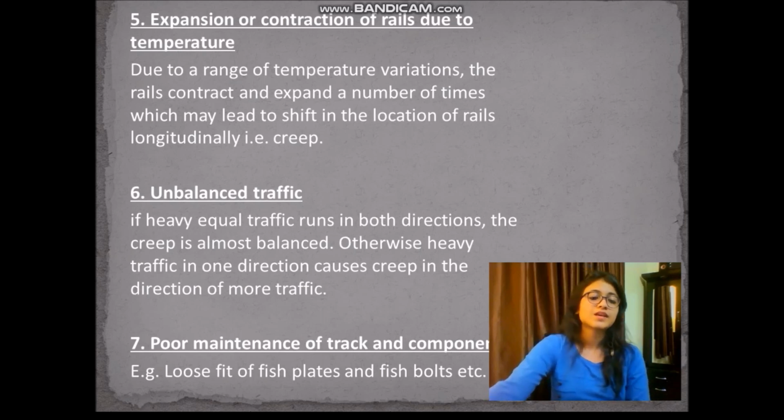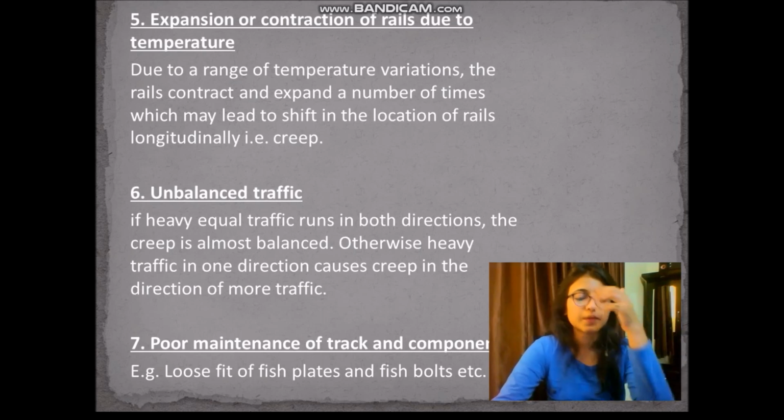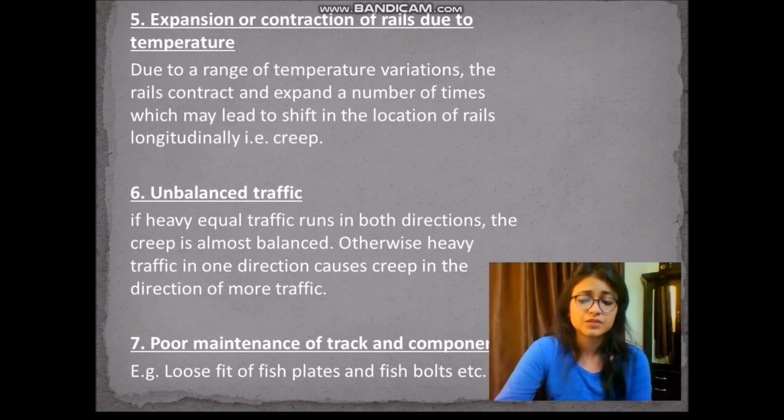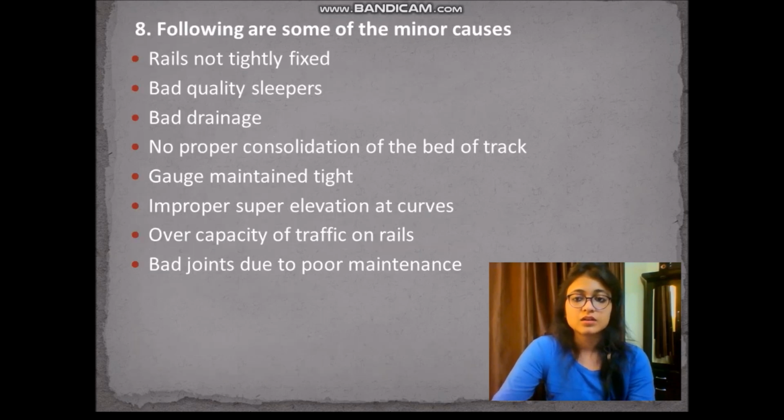If there is poor maintenance, joints are not properly tightened, not maintained, and if the rails are not properly fitted on the sleepers, if sleepers are not properly fixed, then because of that creep will occur. Rail will move forward or backward and creep will occur. Now some of the minor causes. What could the minor causes be?